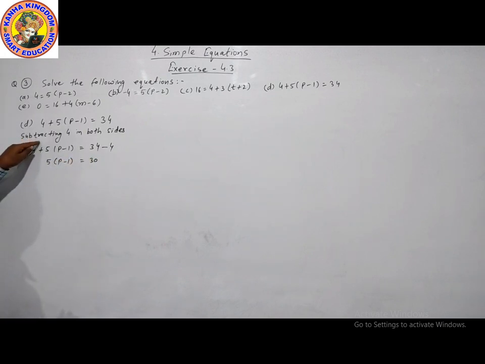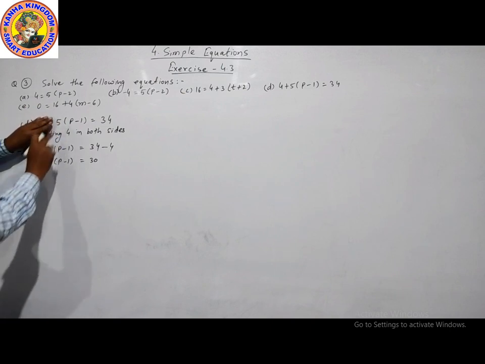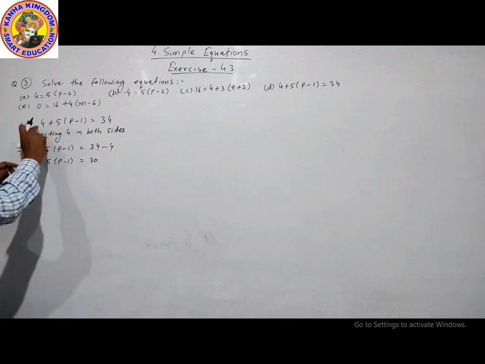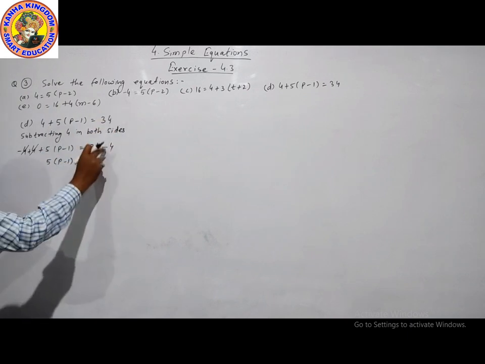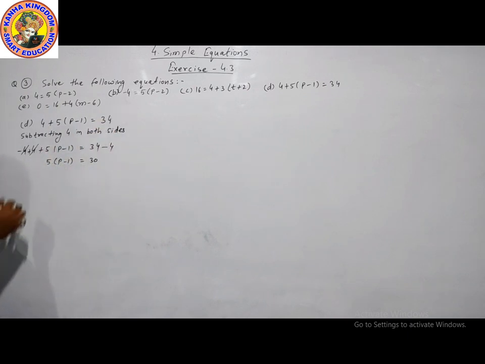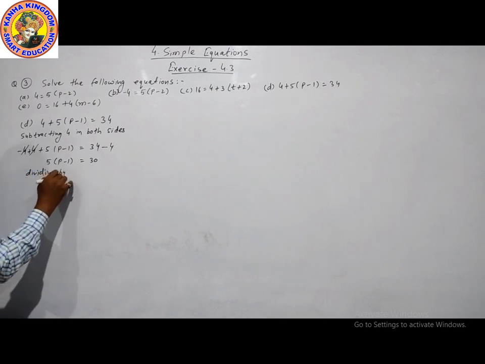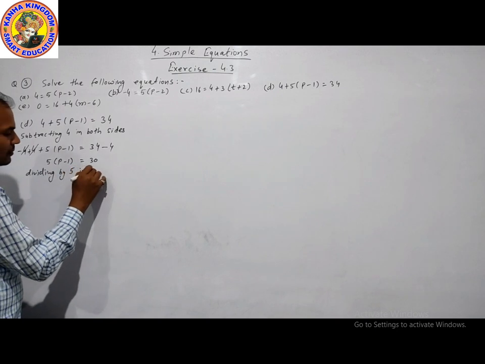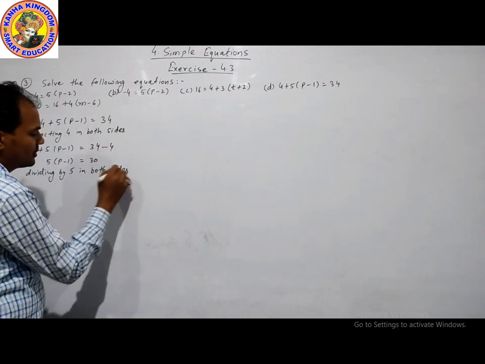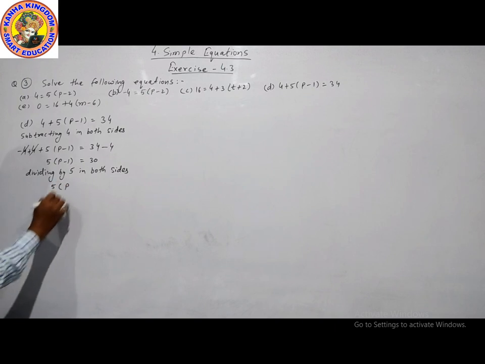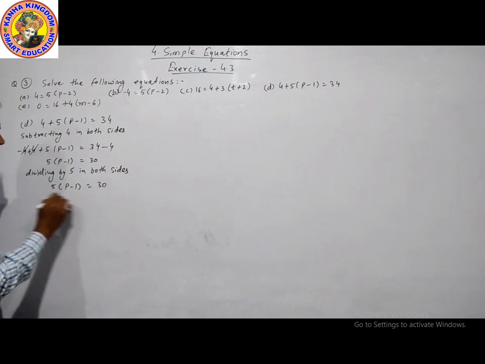Or in this line we can say we will transpose 4. When transposing, 4 is positive, goes here, it will be negative. The answer is 30. Now here is a bracket, then multiply. The reciprocal of multiply is divide. Dividing by 5 on both sides. The equation is 5 into (p minus 1) is equal to 30.